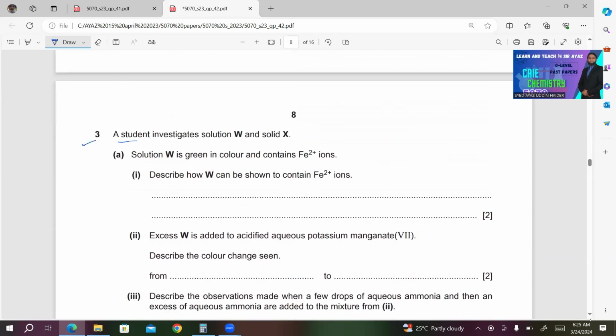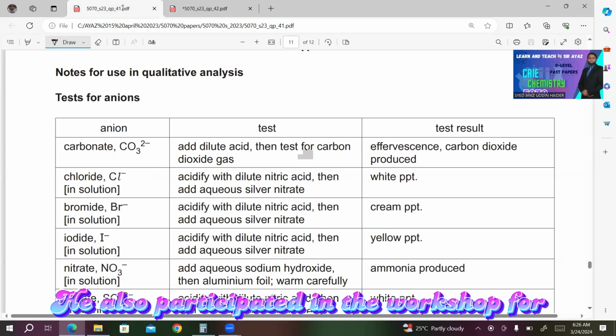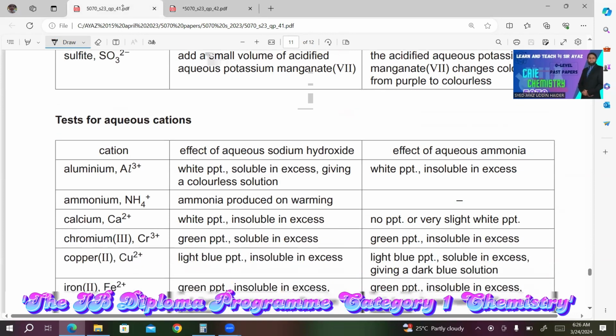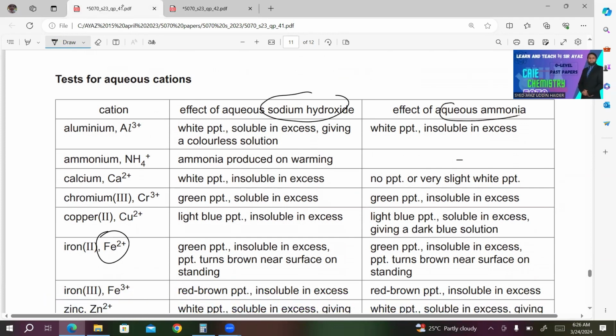Question number 3. A student investigates solution W and solid X. A. Solution W is green in color and contains Fe2+ ions. Number 1. Describe how W can be shown to contain Fe2+ ions. You look at the qualitative analysis notes, and you'll see the Fe2+ ion, where it is. It is here, Fe2+ ion. The test is either with sodium hydroxide or with aqueous ammonia. And see the test, we'll get the green precipitate, which is insoluble in excess.